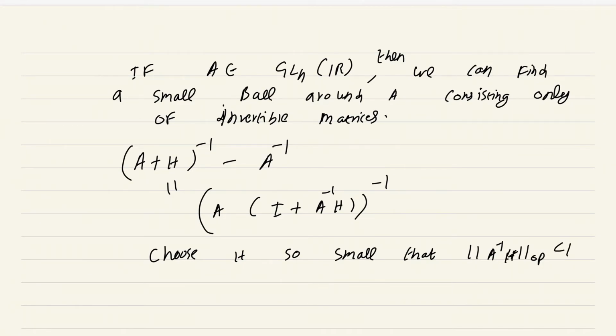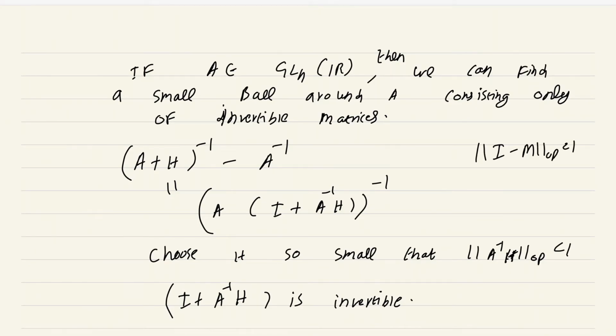Okay. Now this means I plus A inverse H is invertible. That's just by the discussion that we had, that if the operator norm of I minus M is less than 1, then M is invertible. Here I have that the operator norm of A inverse H is less than 1, so I plus A inverse H will be invertible. And what is its inverse? Well, it's this infinite series, which is going to be very complicated.